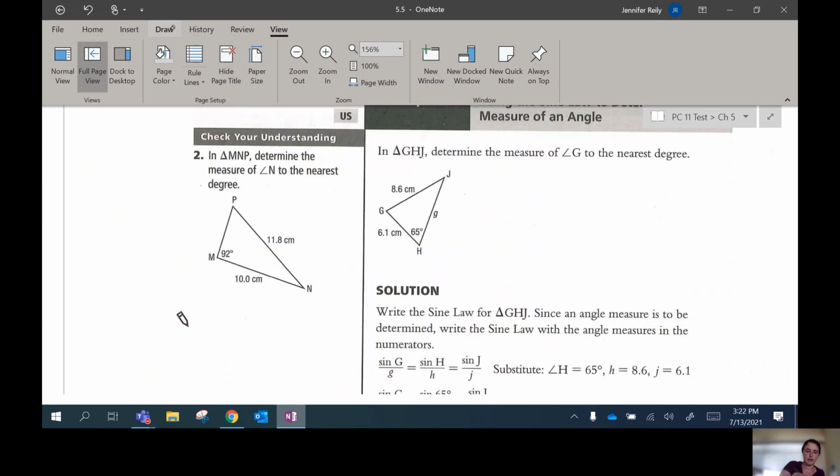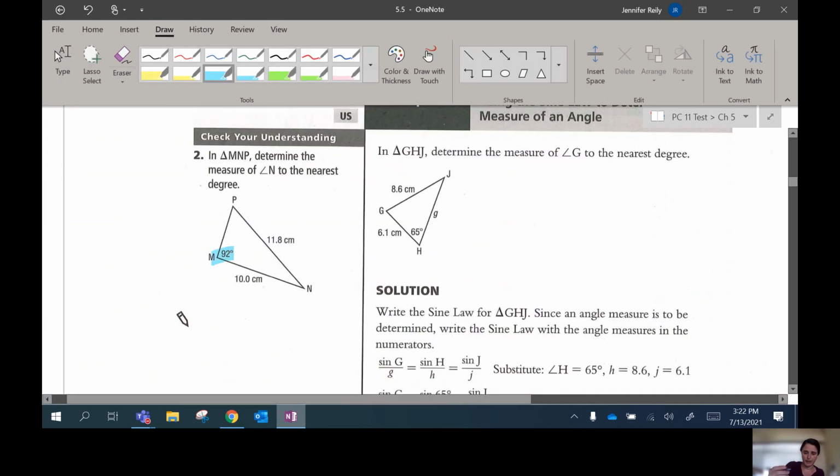Let's label what I know. This one says find angle N. We want to find this angle. Let's highlight here what I've got, and angle P. Okay, we have to think really critically when we're doing the sine law. I'm definitely going to use M and little m because I know both the angle and the side length there. I want to eventually find angle N, which is labeled in pink here, but I'm not going to do it just yet because I don't know the side length across from it.